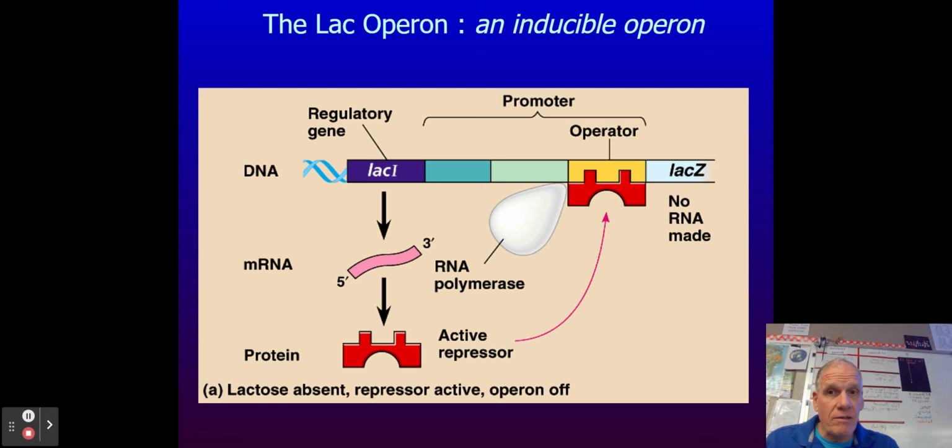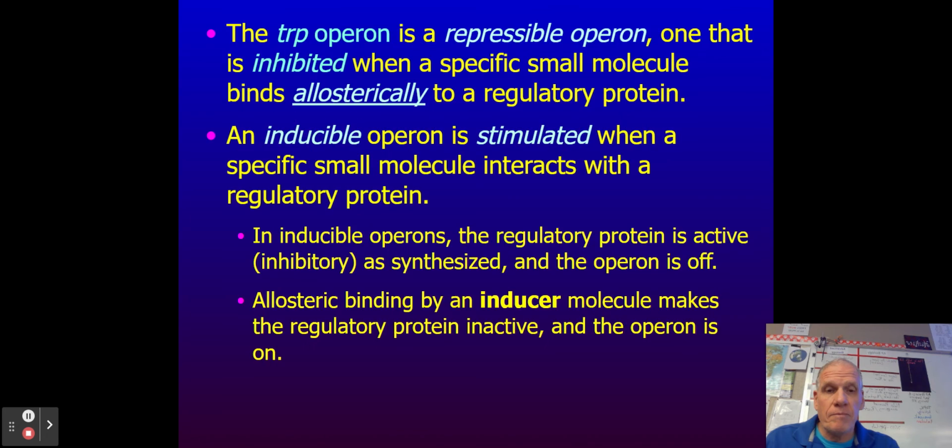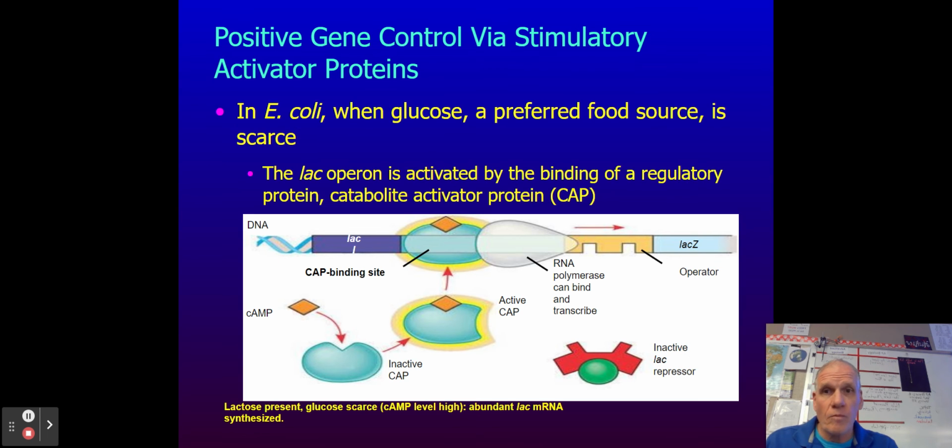So here we see the active form of the repressor in the lac operon. It is inhibiting transcription. Here we see the active form of the trp operon. It is inhibiting transcription. So that's why we call that negative control. Now, there is also positive control, and positive control also plays a role in the lac operon. So it's a little bit more complicated than we showed you earlier.